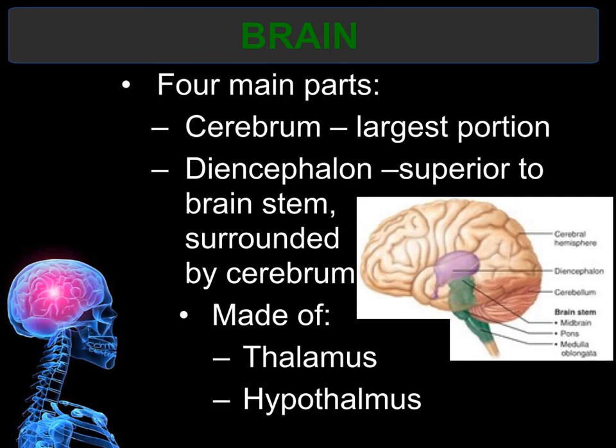The major portion of the brain is the cerebrum. It is the largest, and it is broken down into 4 lobes. Surrounded by the cerebrum is an area inside called the diencephalon. You can only see the diencephalon when the brain is cut open. So it's this purple area in the middle here, but it is completely surrounded on the outside by the cerebrum. The diencephalon is made up of 2 areas called the thalamus and the hypothalamus.